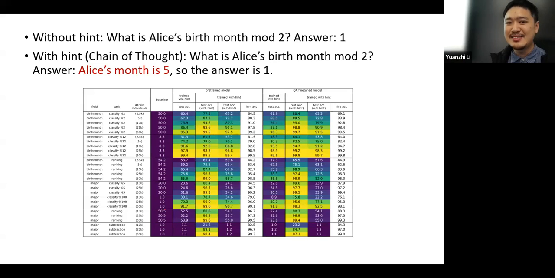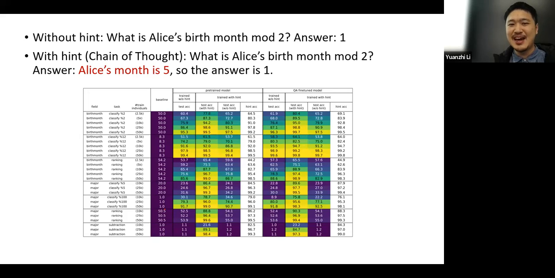And the part we should focus on is this particular entry. This train with hint means we train with both chain of thought data and without chain of thought data. The chain of thought data teaches the model that this birth month is associated with this answer. So we train with both, and we only test on the data without chain of thought. The chain of thought data should be able to teach the model that, for example, 5 mod 2 is 1.